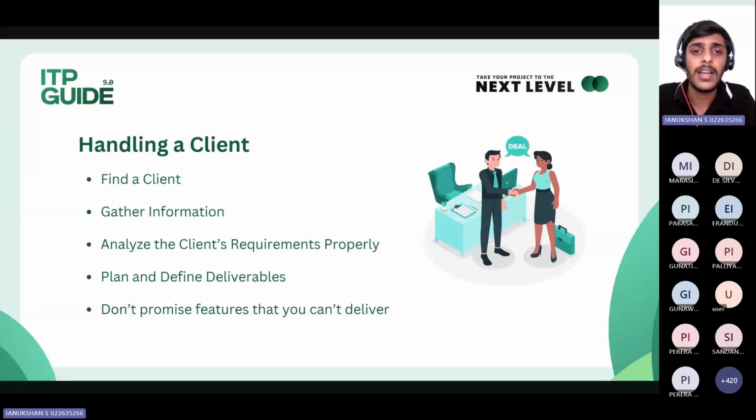And lastly, don't promise features that you can't deliver, because if you think you can't implement a feature or you will not have time to do it, don't give them false hope. So those are the basic things that you need to follow when handling a client.